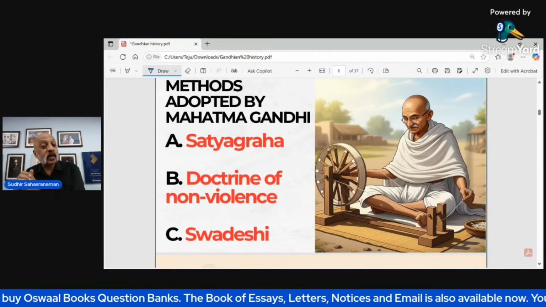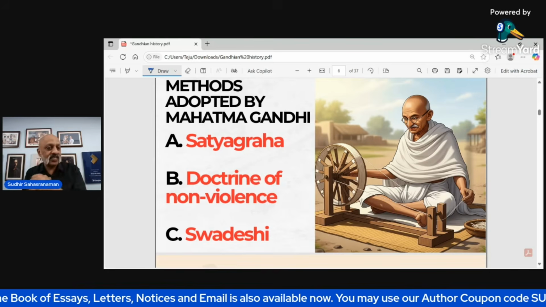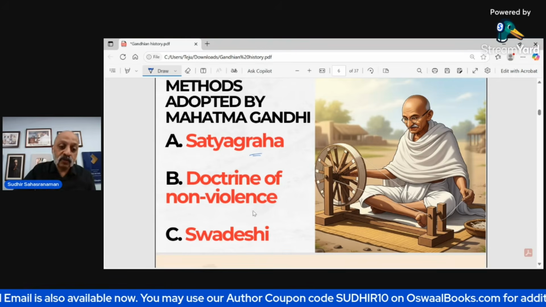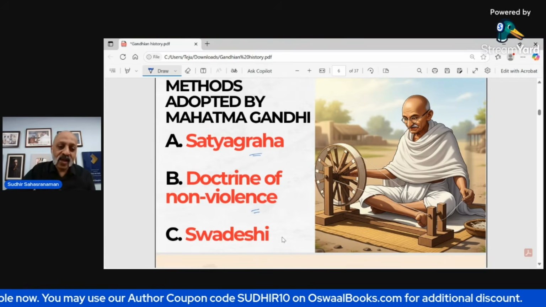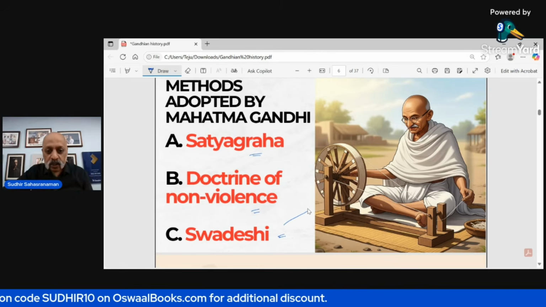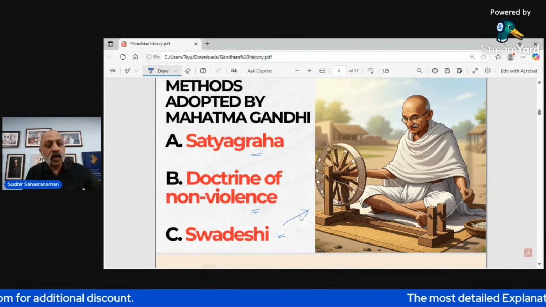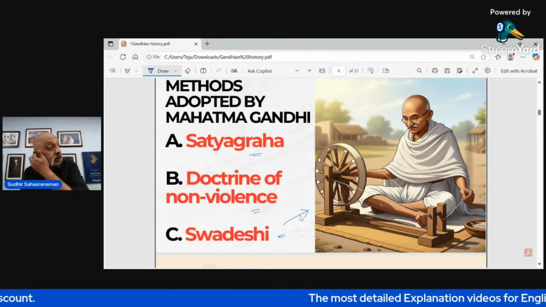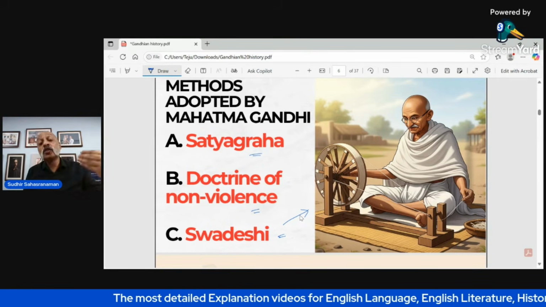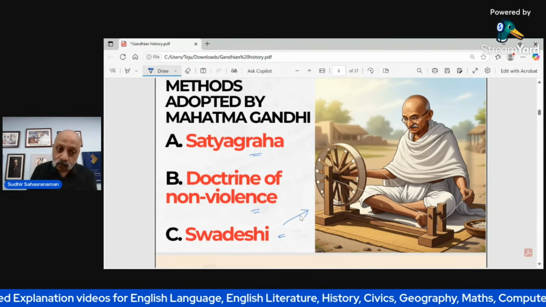The methods adopted by Mahatma Gandhi. Here you need to know about three methods essentially. The first one is satyagraha, the second is the doctrine of non-violence, and the third is Swadeshi, and that's directly linked to this illustration that I have put here. Now, when you're talking about satyagraha and non-violence, as I just mentioned, the initial experiments with it were done by Mahatma Gandhi when he was in South Africa.